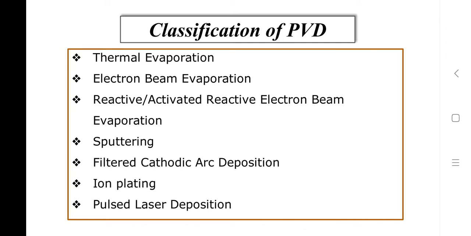So first is the thermal evaporation method, then electron beam, or e-beam, evaporation, then reactive or activated reactive electron beam evaporation, then sputtering, then filtered ionic cathodic arc deposition, then ion plating, and pulsed laser deposition. So we can see that a total of 7 classifications are available for these PVD methods. We'll discuss them one by one.